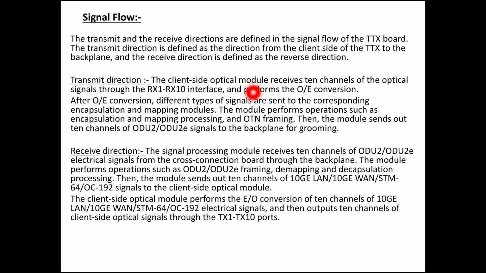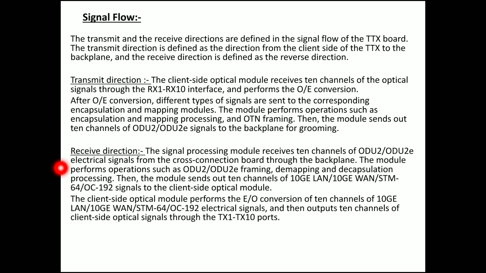Transmit direction: the client side optical module receives 10 channels of optical signals through the RX1 to RX10 interfaces and performs the optical to electrical conversion. After optical to electrical conversion, different types of signals are sent to the corresponding encapsulation and mapping module. Like STM signals are sent to the STM encapsulation module, and the LAN or data interface signals are sent to the LAN or 10G encapsulation module. The module performs operations such as encapsulation and mapping processing and OTN framing. Then the module sends out the channels of ODUk signals to the backplane for grooming.